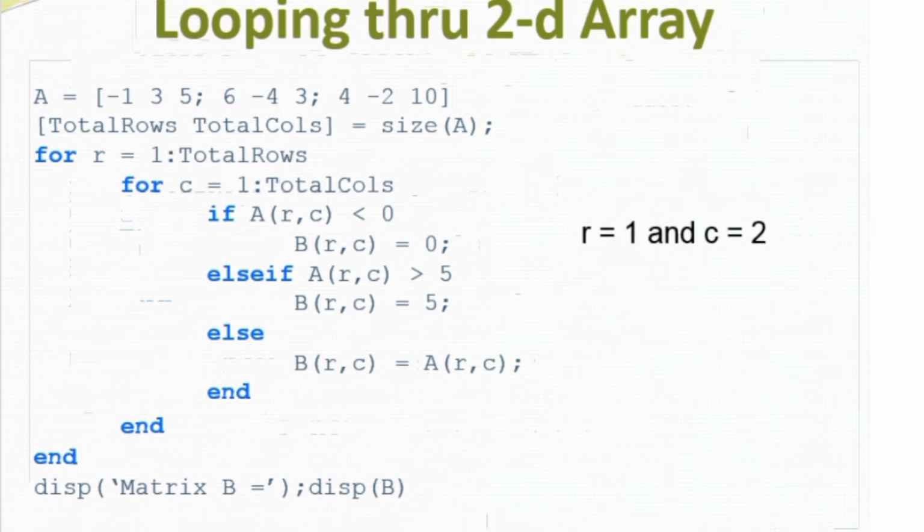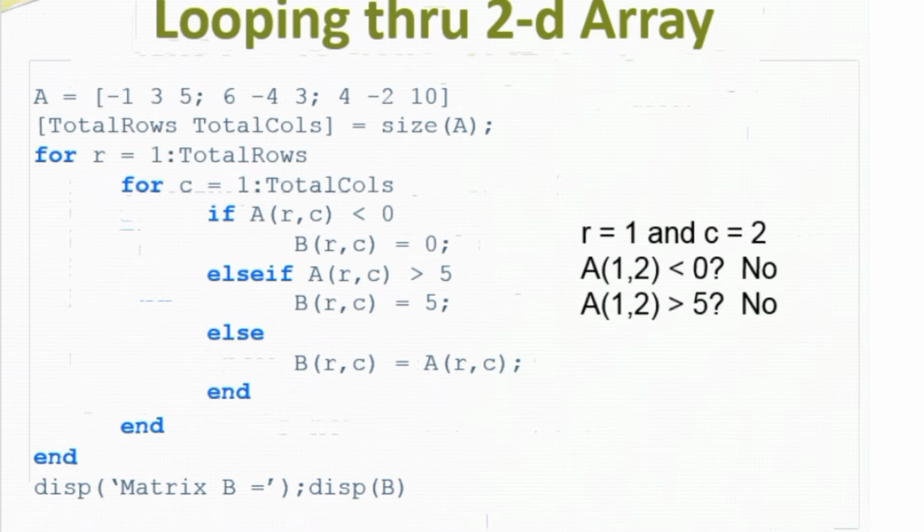Now I go back again, and I'm still in the inside loop. Remember, the inside loop has to spin all the way around before you get to go back to the outer loop. So now I'm still on row 1, but I've moved over to column number 2. Is A1,2 less than 0? Well, first row, second column of A is 3. That's not less than 0. So I go down to the else if statement.